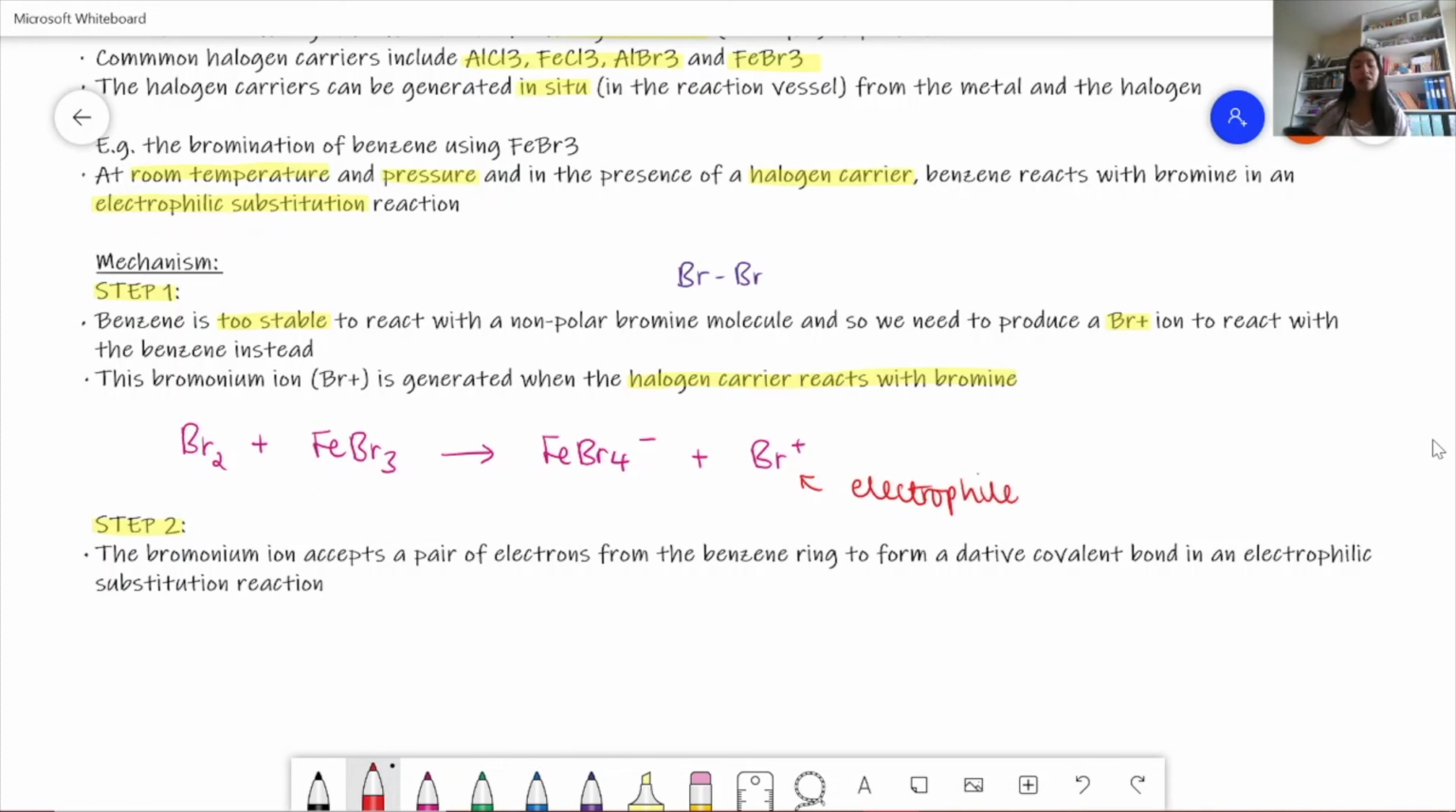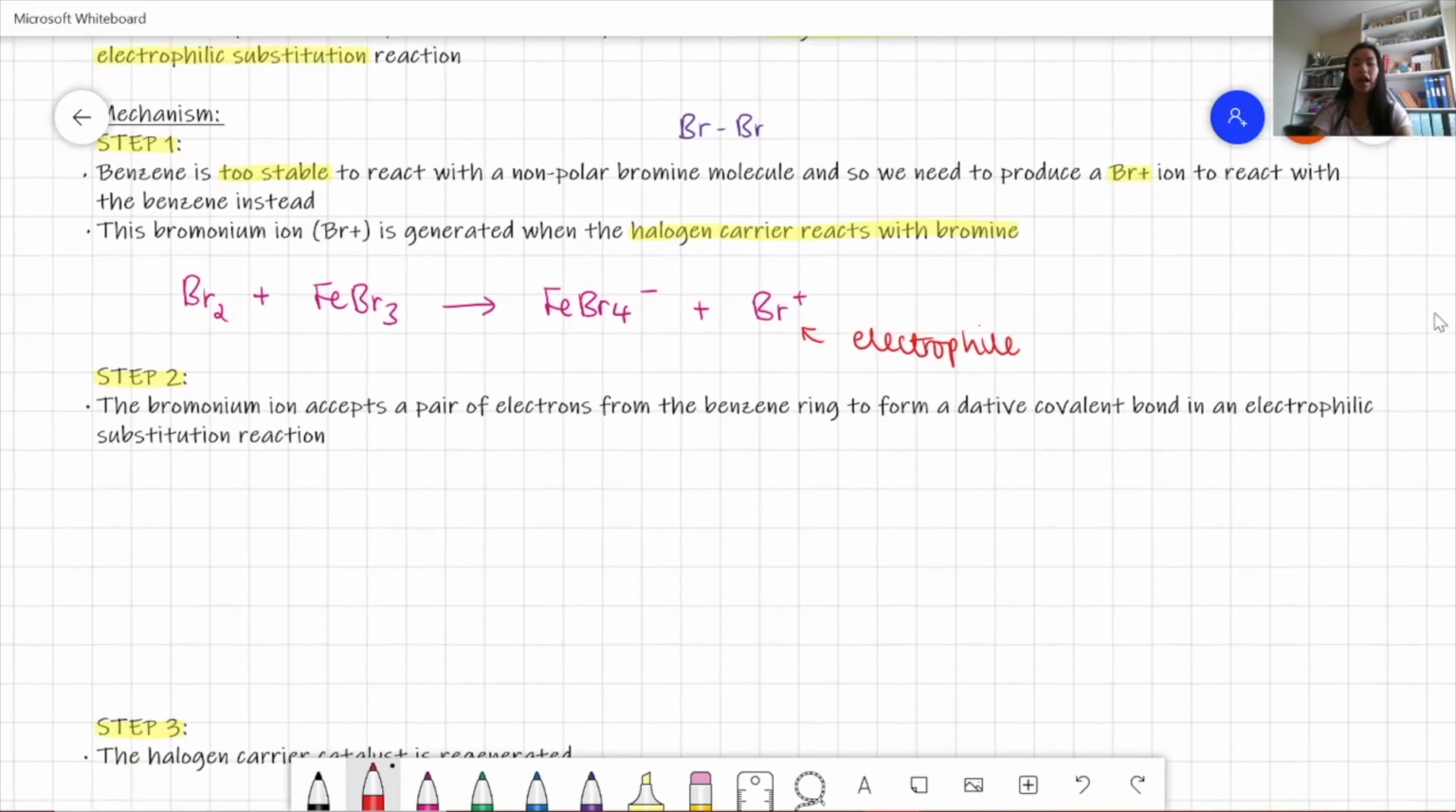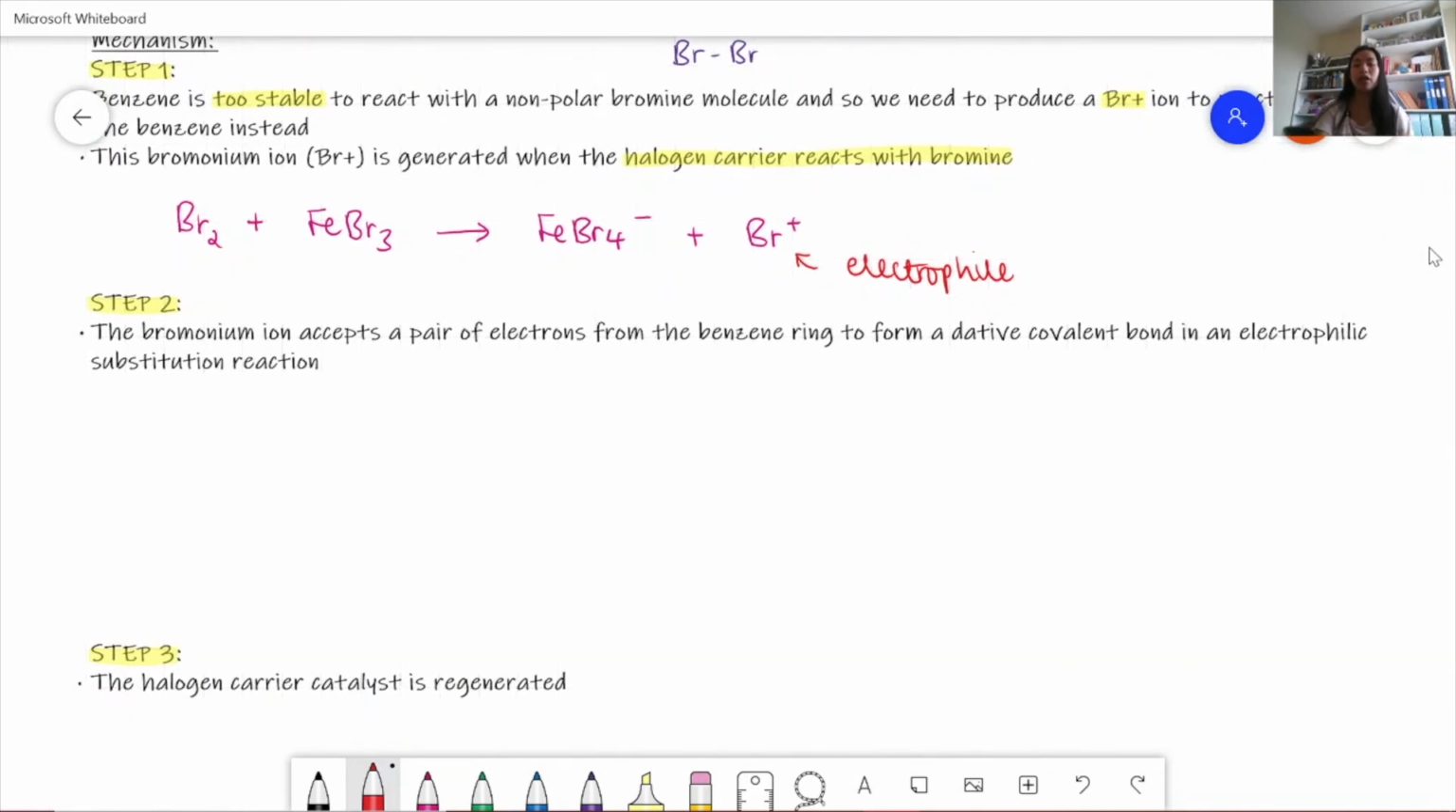And we know that electrophiles are usually positively charged because electrophiles have to have a vacancy for a pair of electrons to be donated to it to form a covalent bond with something else. And so step 2 is where we actually substitute in the electrophile. So the bromonium ion accepts a pair of electrons from the benzene ring to form a dative covalent bond in an electrophilic substitution reaction.